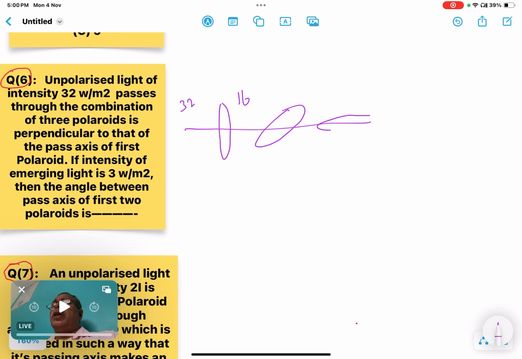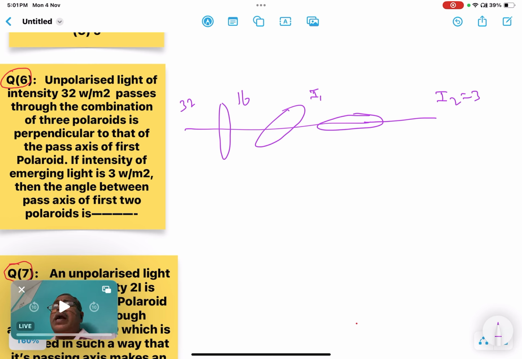So the third polarized sheet is perpendicular to the first. We have to understand it like this: the third polarized sheet is perpendicular to the first polarized sheet. The initial intensity is 32 and it goes to 16 after passing through the first polarized sheet. After passing through the second polarized sheet, it becomes I1. Then it becomes I2, the final, which is given as 3 here.